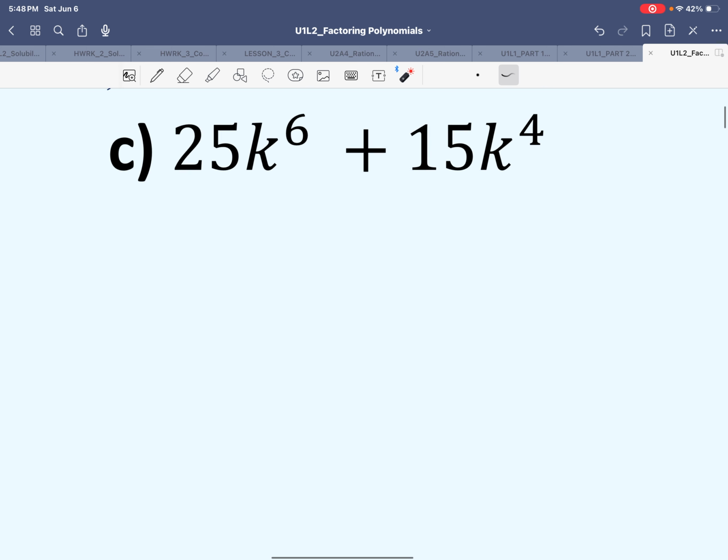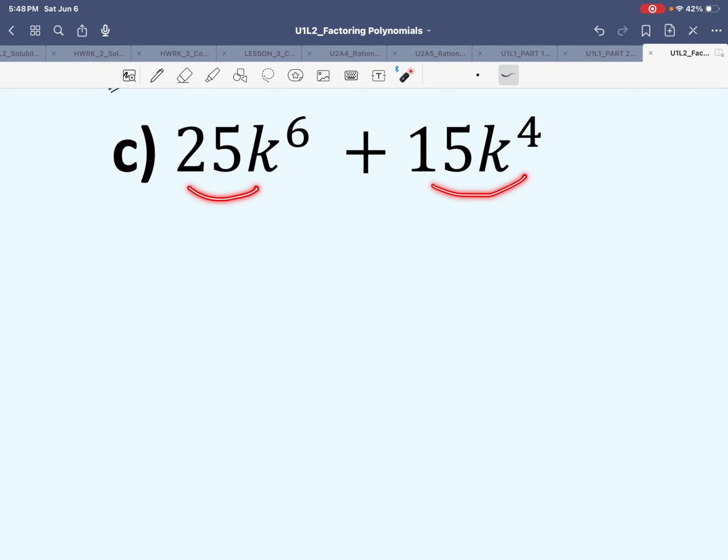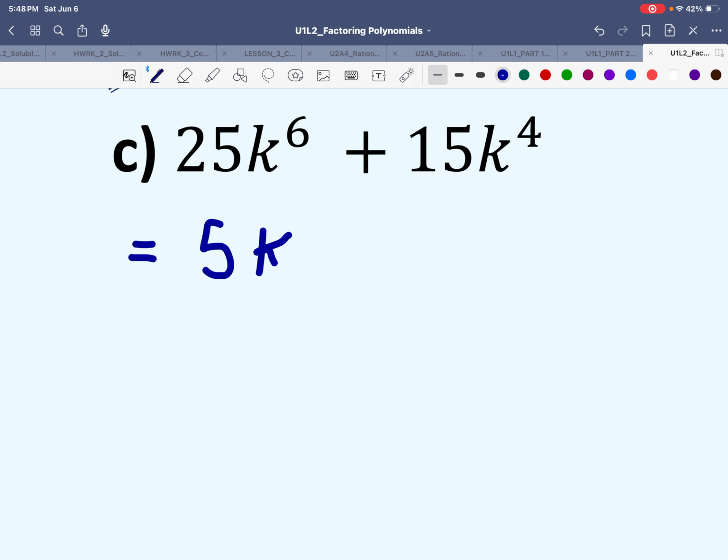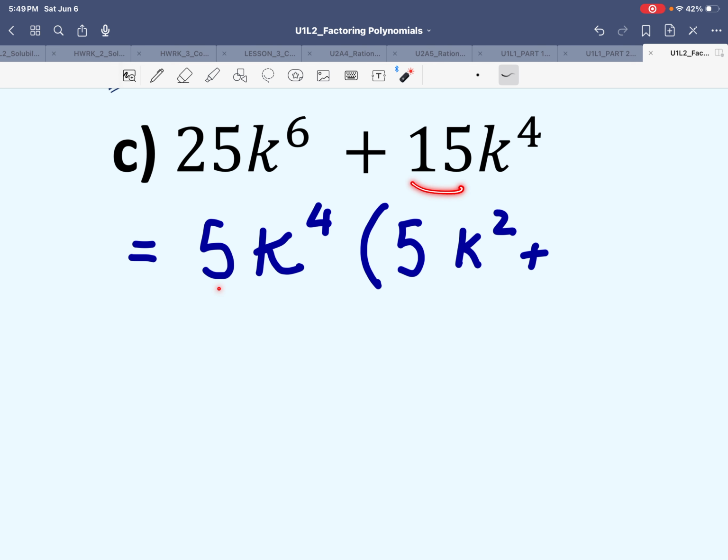Let's try another one. This time we have 25k^6, 15k^4. So 25 and 15 will have 5 in common. And k^6 and k^4 will have k in common. And the power we take out is the smaller power, so the power of 4, because that's what's common, right? So we're going to say that from 25 we're left with a 5. And then k^6, we have k^4 out, so k^2 is in. And from 15, we take out 5, we're left with number 3. k^4 is all out, so there is no k inside the brackets.